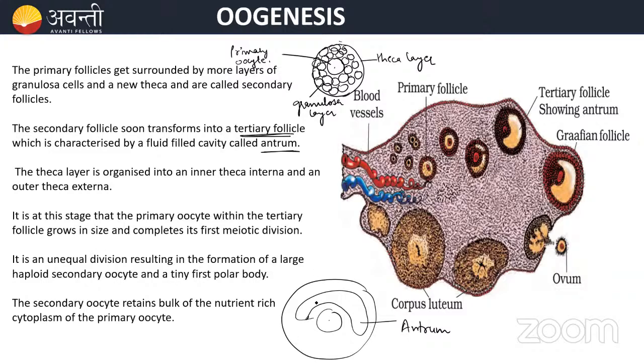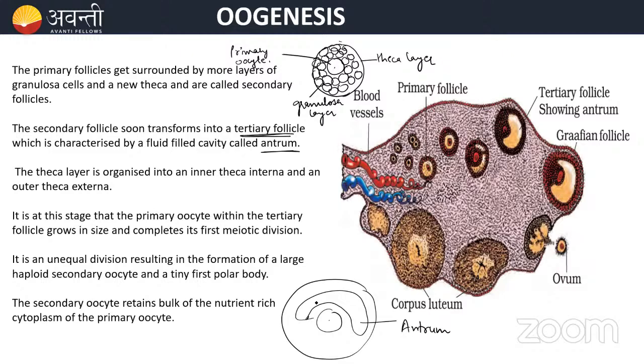Now, one very, very important point: in the tertiary follicle, the primary oocyte completes its first meiotic division and produces the secondary oocyte and the first polar body. So the tertiary follicle has the secondary oocyte, it has the antrum, which is the cavity, it has granulosa layers, and it has theca, which is differentiated into theca externa and theca interna. Remember this point, that the tertiary follicle is the one which has the secondary oocyte.